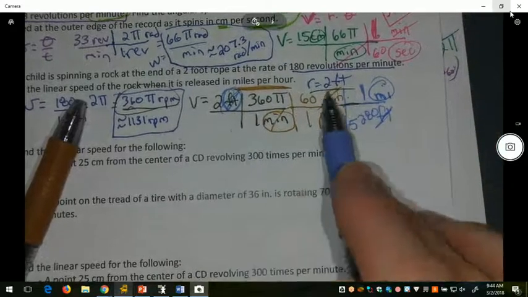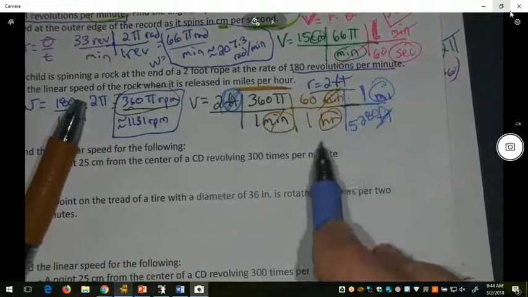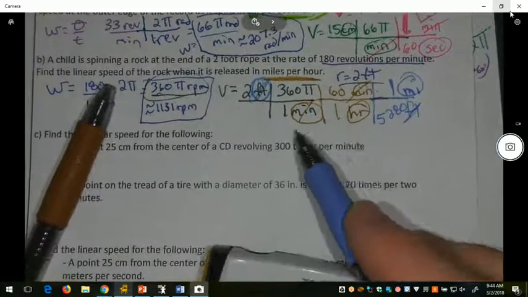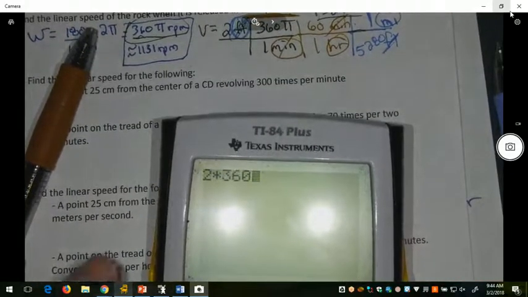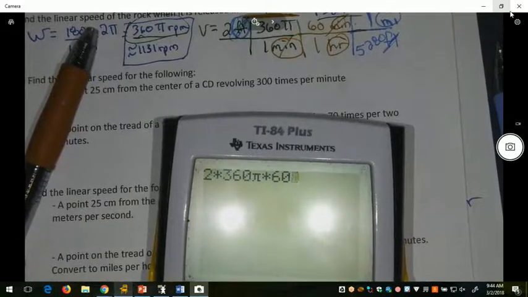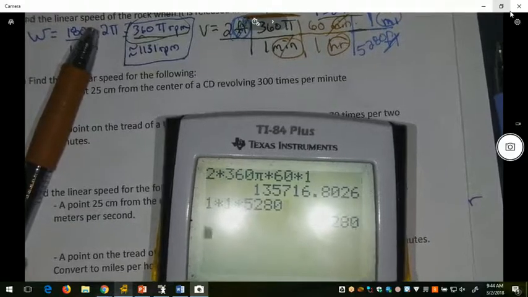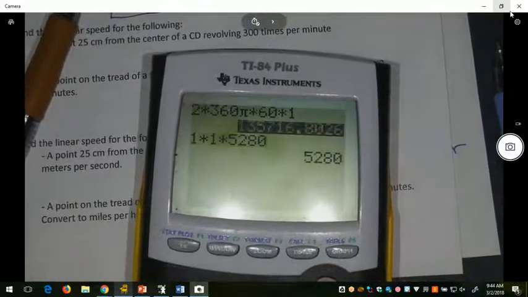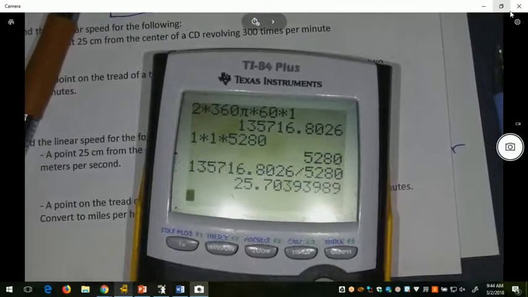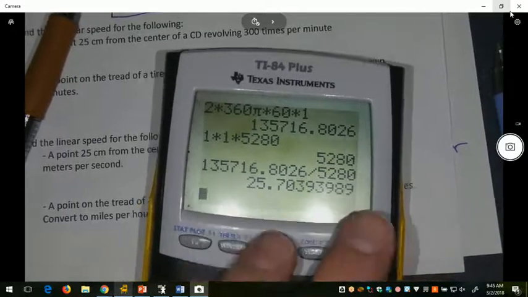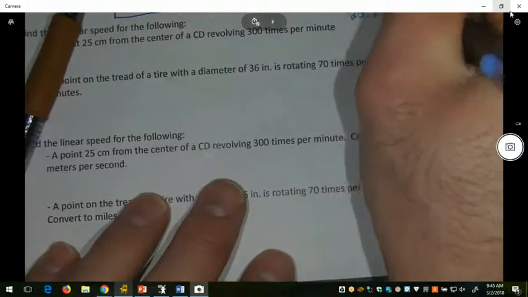So now when I multiply across the top, multiply across the bottom, and divide those two numbers, I will have miles per hour. I don't really have to worry about the ones right now, but here's the idea. 2 times 360 pi, don't forget to put the pi in, times 60 times 1. There's my numerator. 1 times 5,280, there's my denominator. I'm supposed to divide my numerator by my denominator, and it gives me 25.7 miles per hour.